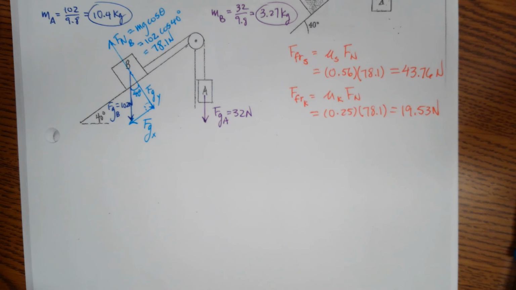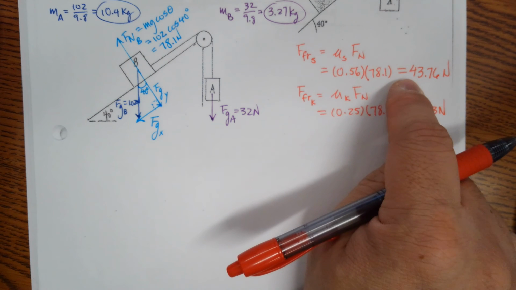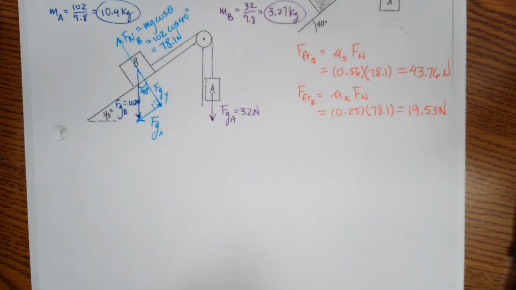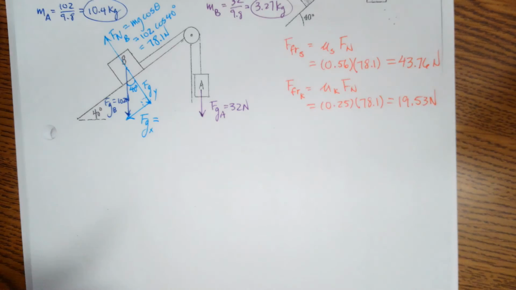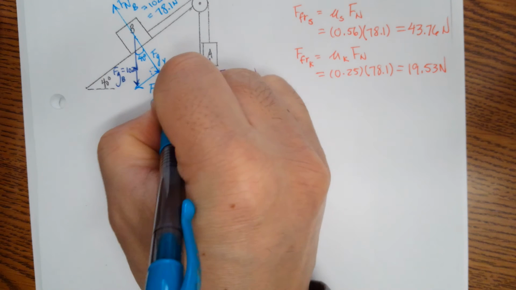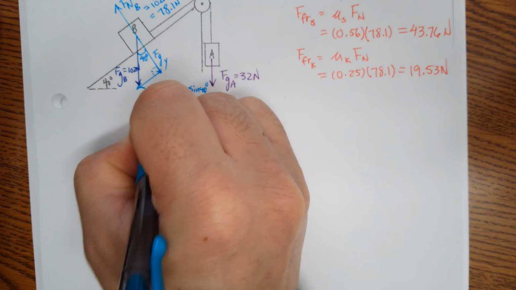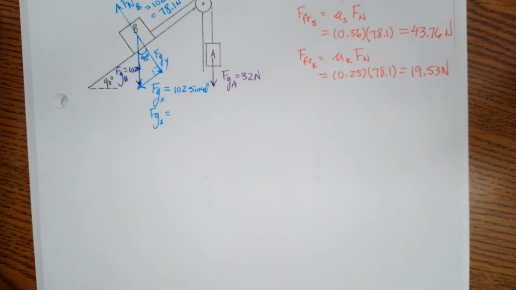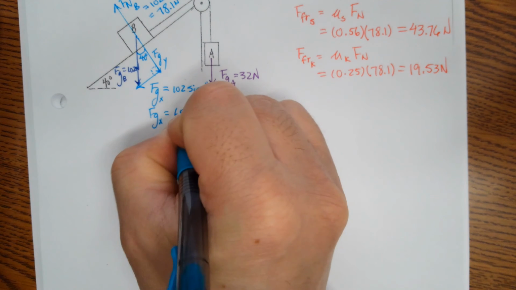So let's take a look. Part A: find the acceleration of the system if B is initially at rest. If B is initially at rest, I have to find out which way this thing is going to go. Is the friction big enough to hold this thing from sliding? Well, what is this FGX pulling down this way? Let's figure that out first. That is 102 times sine of 40 degrees. So my FGX is equal to 65.6 newtons.